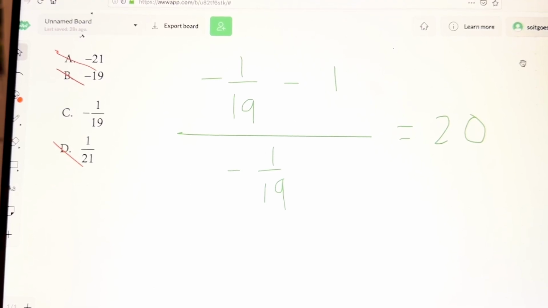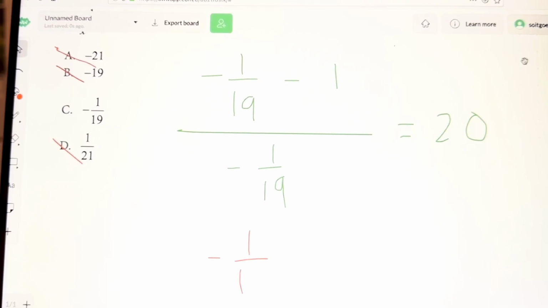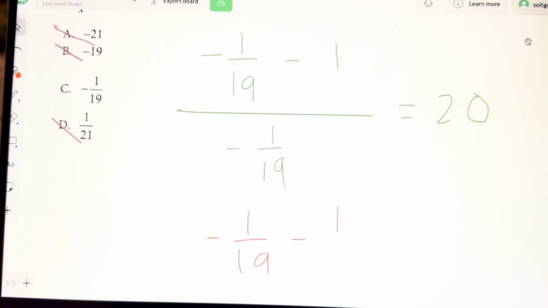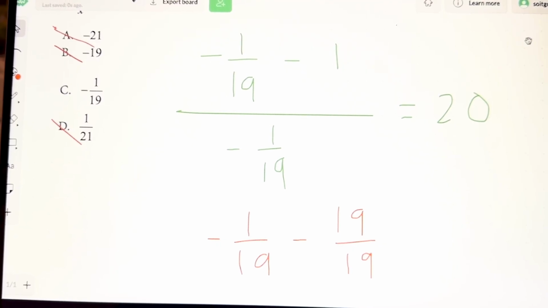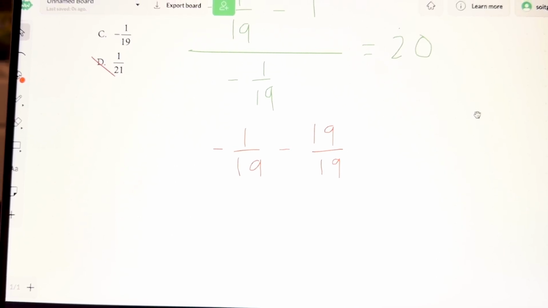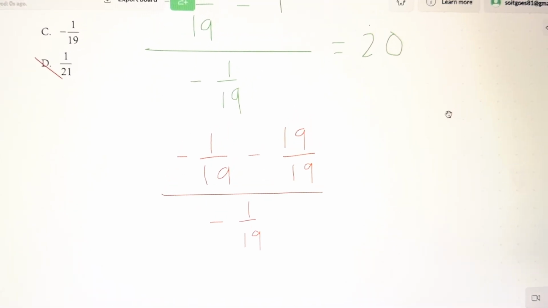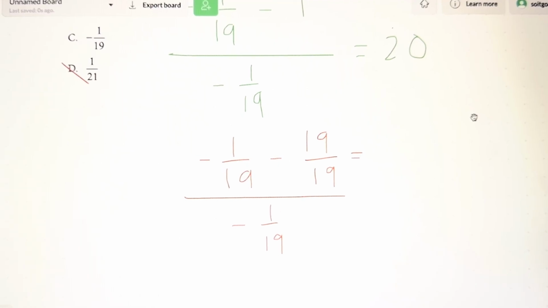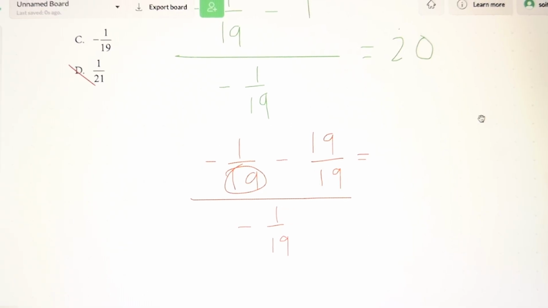Let me show you why I think it's going to be 20. So I'm going to rewrite this negative 1/19 minus, I'm going to rewrite 1 as 19/19. Because what's anything divided by itself? 1, right? Absolutely. And that's divided by negative 1/19. Then let me simplify this. When we're adding or subtracting fractions, as long as we've got a common denominator, which we have here, 19 in both denominators, all you do is add the numerators together.